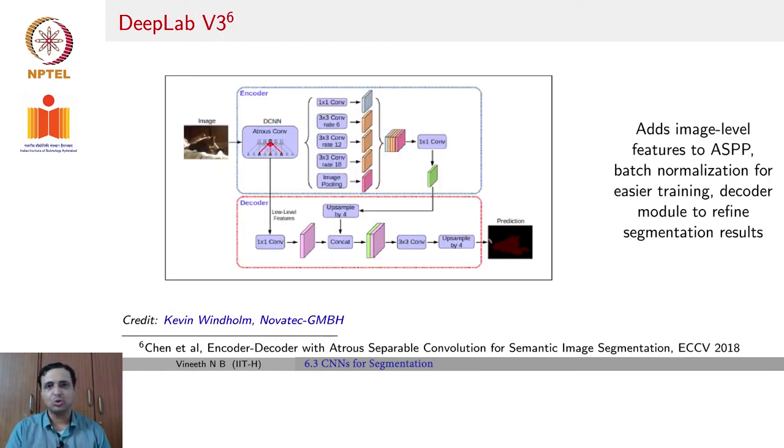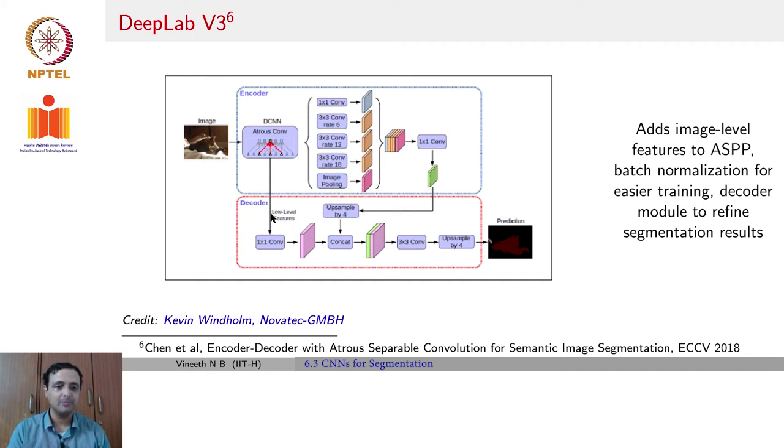Deeplab has gone through a few different versions over the years, and one of the more recent versions, known as Deeplab v3, adds a few modules to the basic Deeplab architecture. In this Deeplab v3 module, image level features are also passed on to the ASPP module. There is batch normalization, which is used for easier training, and there is also an entire decoder architecture which is used to refine the segmentation results.